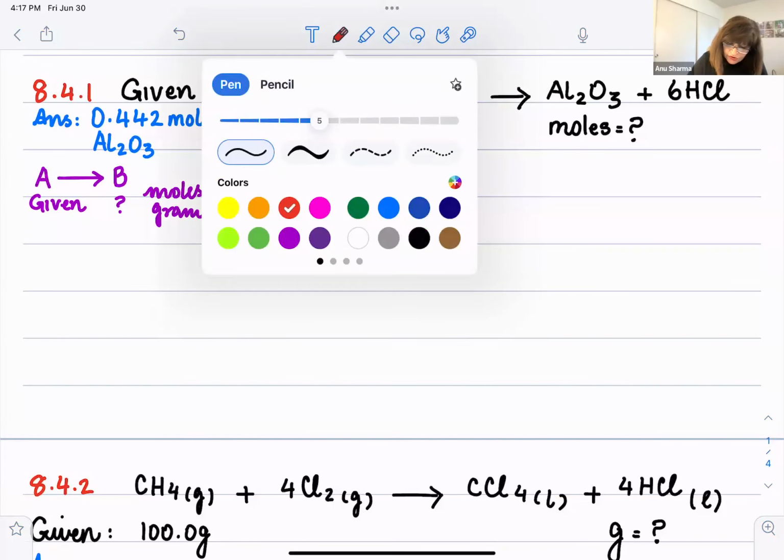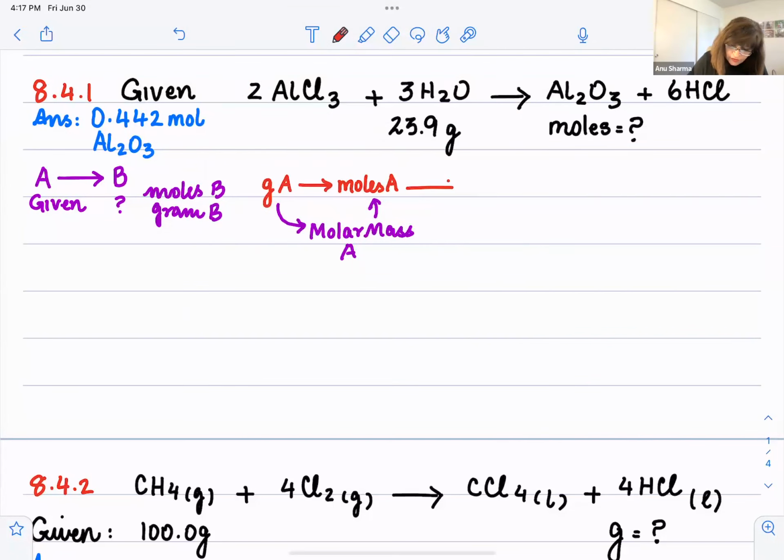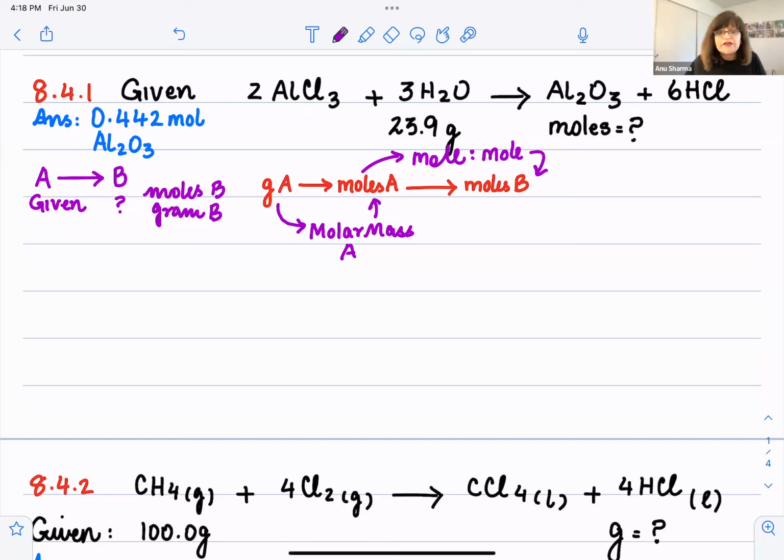That gives you the moles of A. Next, you're going to convert that to the moles of B. How will you do that? For moles of B, you use the mole to mole ratio between A and B. This mole to mole ratio creates the conversion factors, right?